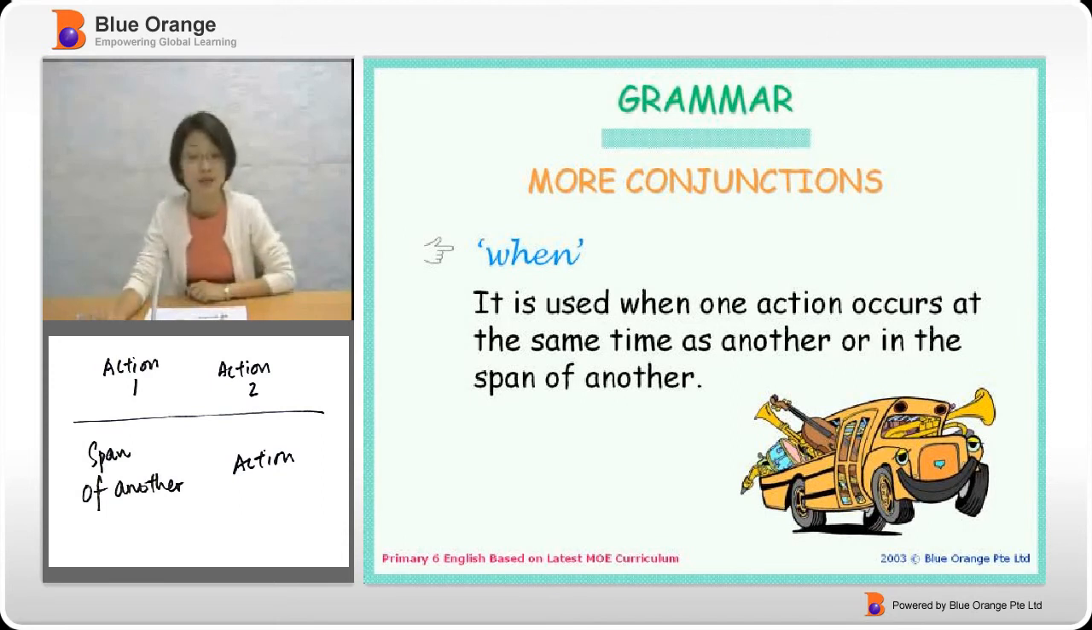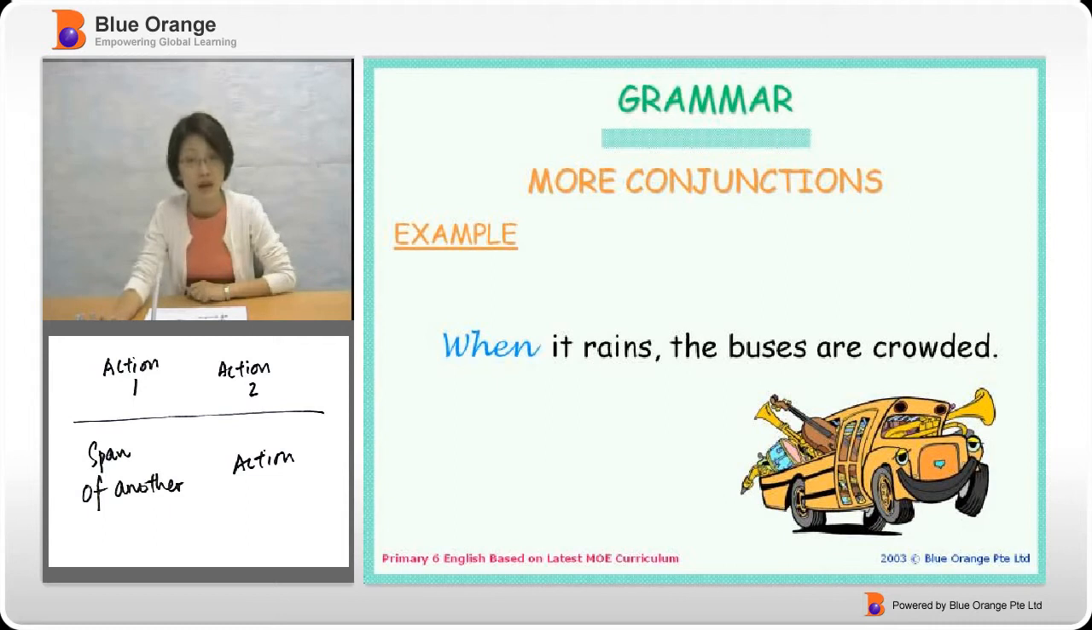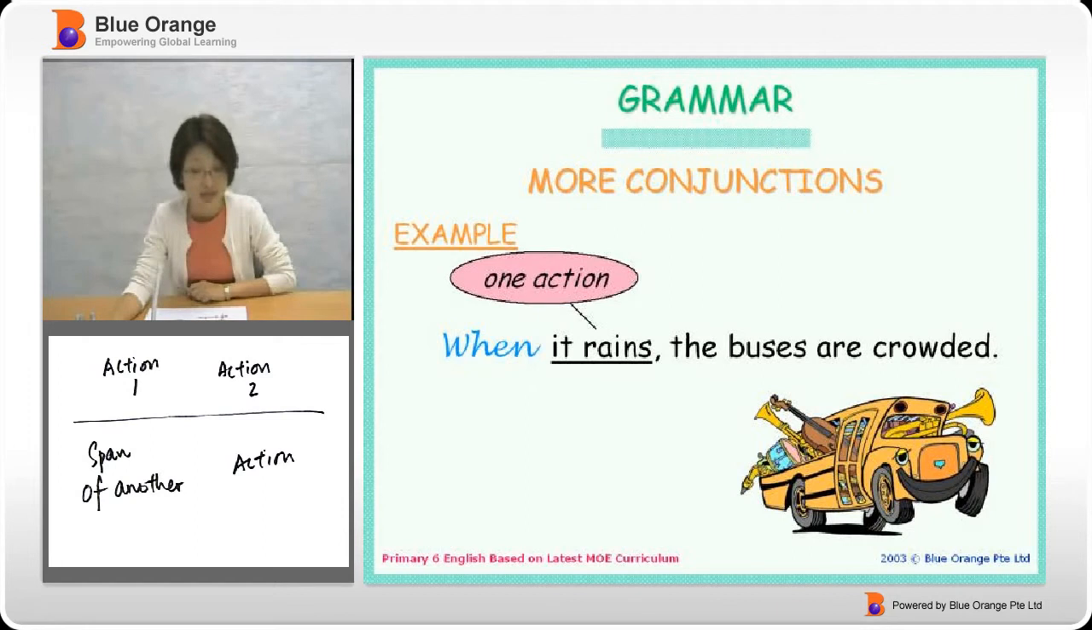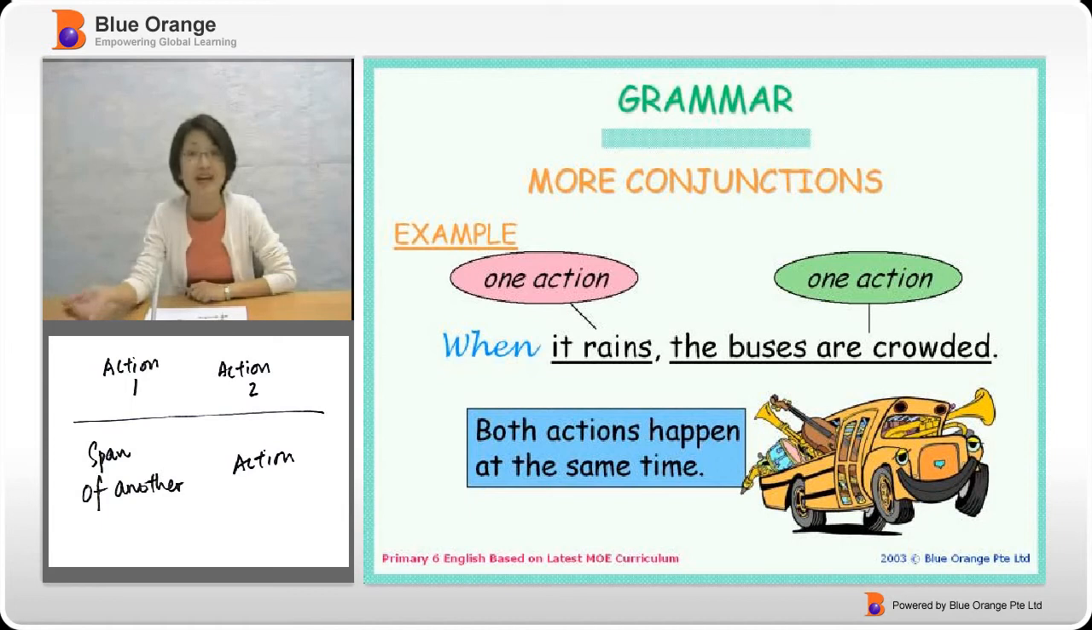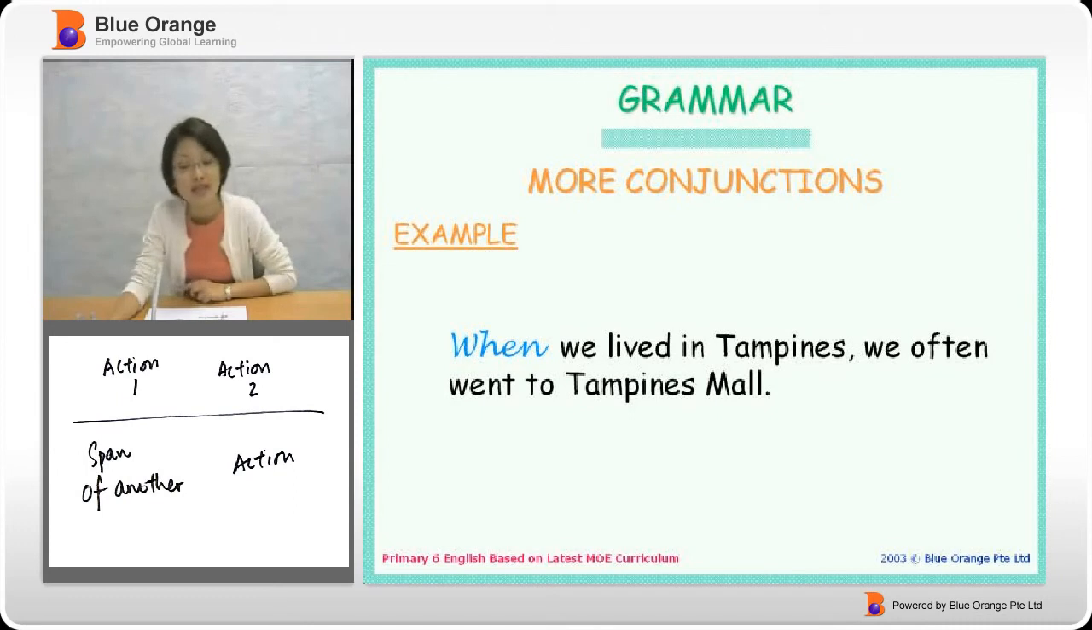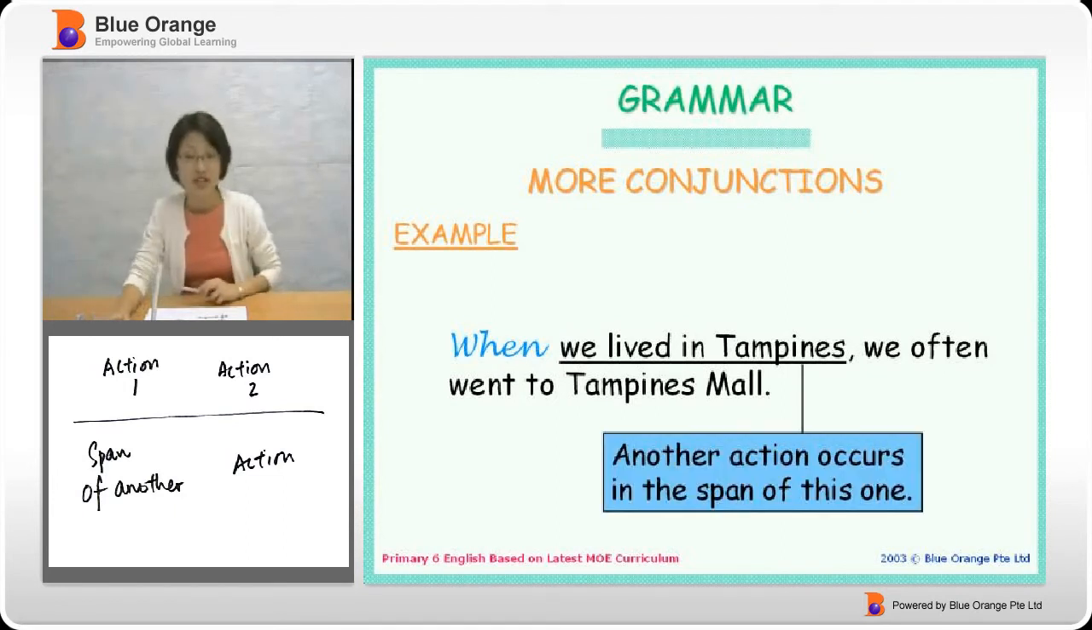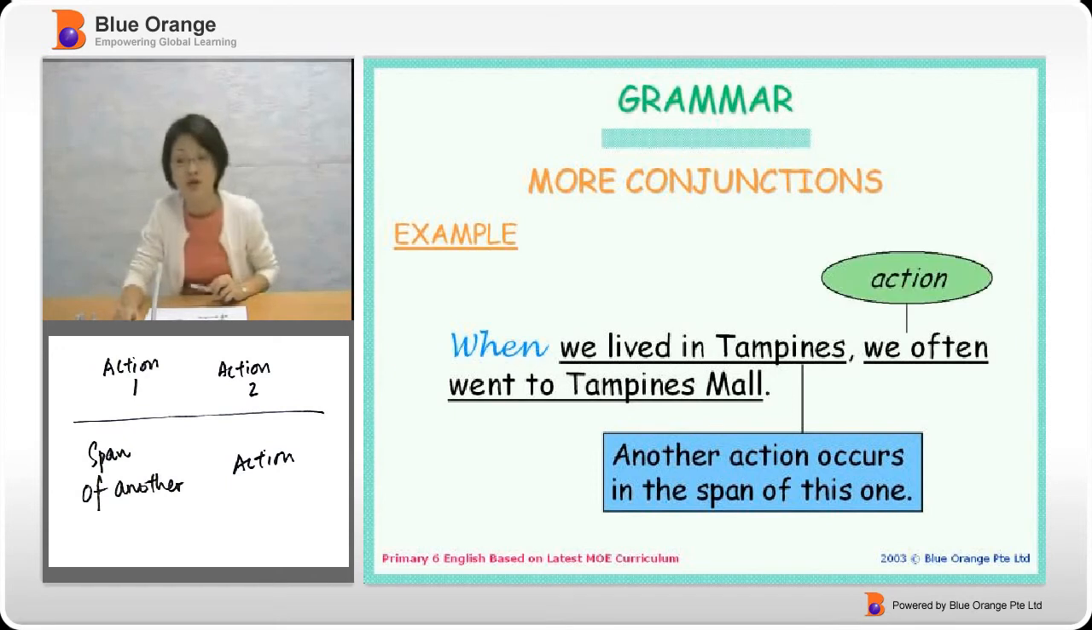Let's take a look at an example. When it rains, the buses are crowded. Where are the two actions? When it rains. Number 2, buses are crowded. So both actions are happening at the same time. Let's look at another example now. When we lived in Tampines, we often went to Tampines Mall. This is in the span of another, when we lived in Tampines. There was something like a situation, right? You lived in Tampines then, of course, and the action would be you often went to Tampines Mall.